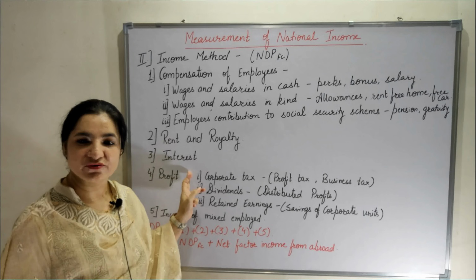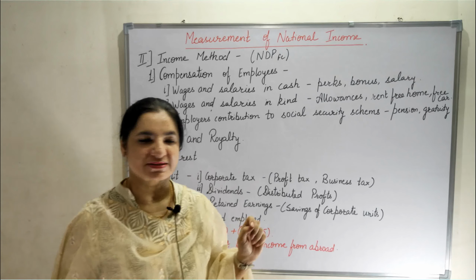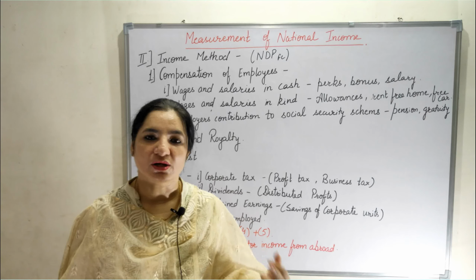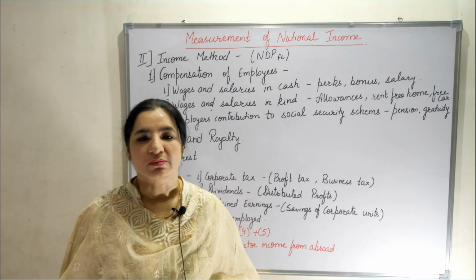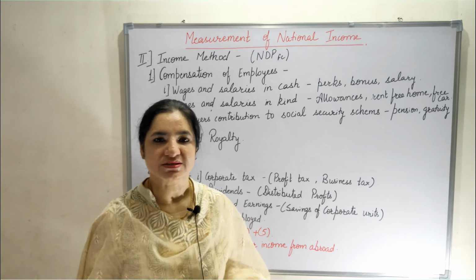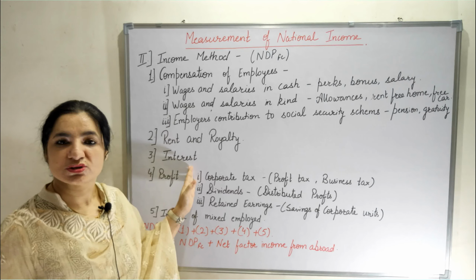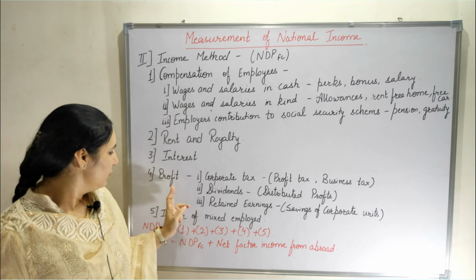The third head is interest. Interest is generated from giving loans or giving our own capital to firms or to organizations, for which interest is taken in return. So this is also called the income of factors of production.